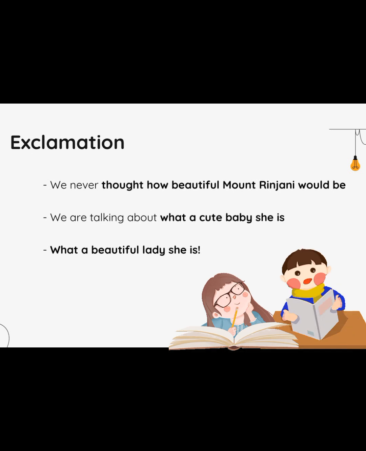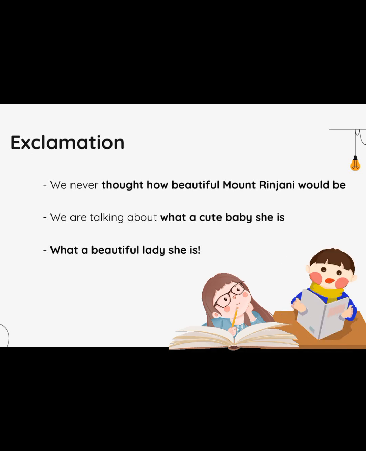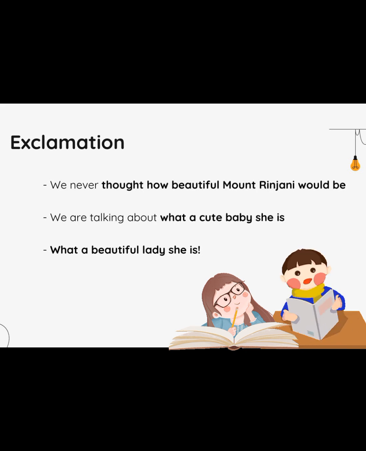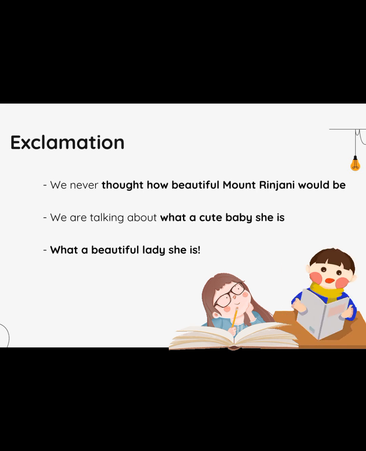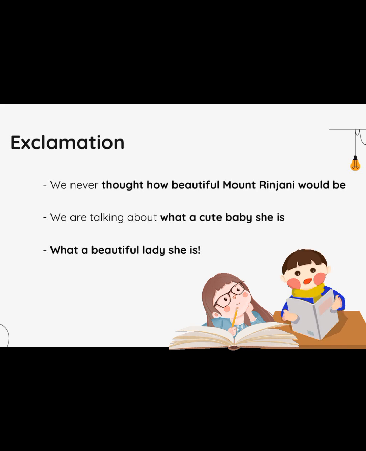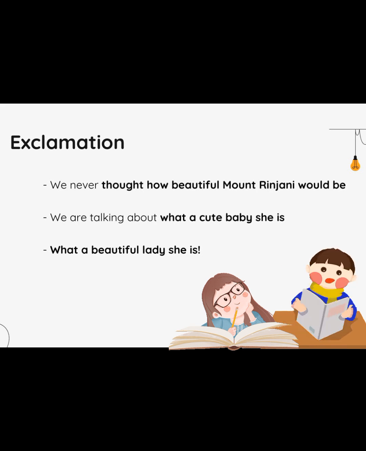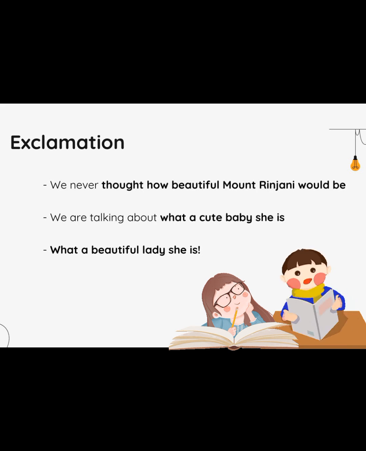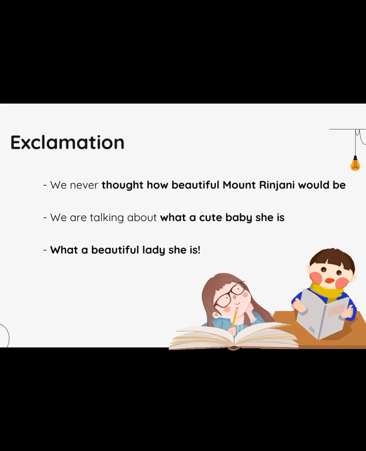The third, for exclamation. A noun clause derived from an exclamatory sentence. The conjunctions used in the subclause are what and how, which mean how or how much. For example, we never thought how beautiful Mountain Jenny would be. The next, we are talking about what a cute baby she is. And the last, what a beautiful lady she is.